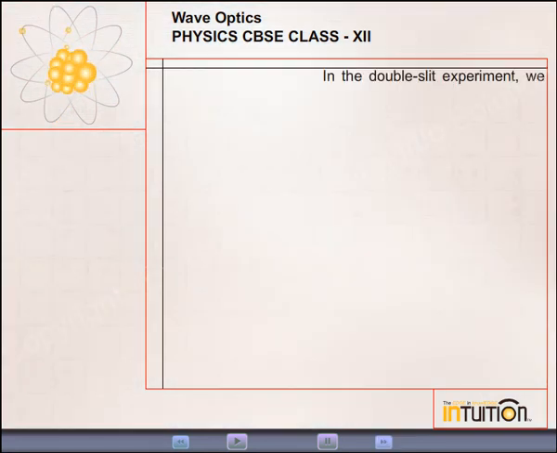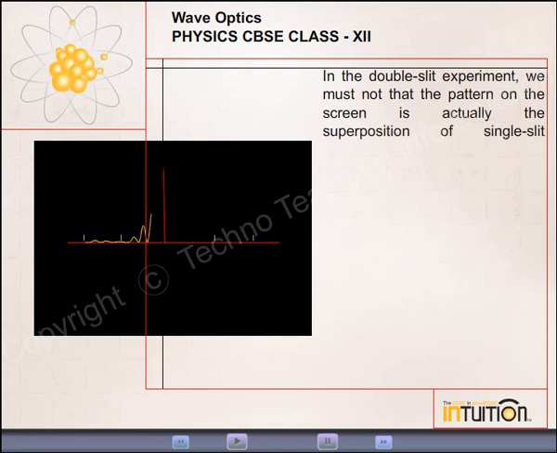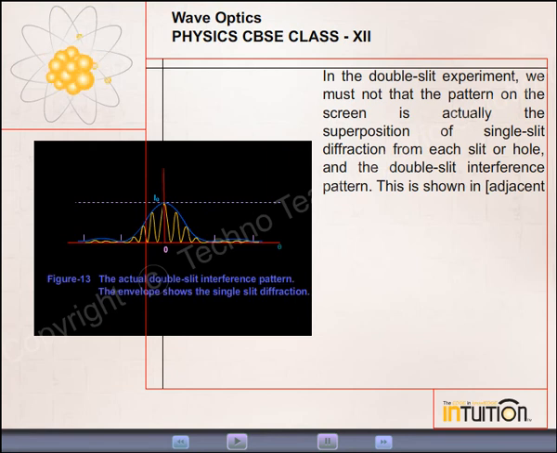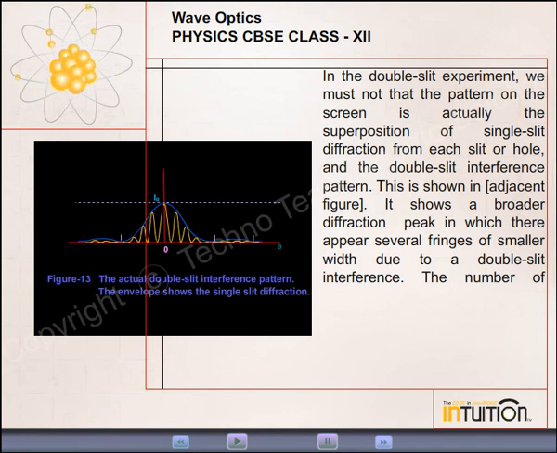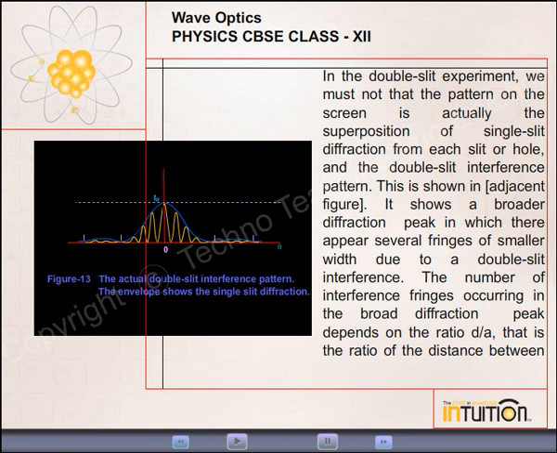In the double slit experiment, we must note that the pattern on the screen is actually a superposition of single slit diffraction from each slit or hole and the double slit interference pattern. This is shown in the adjacent figure. It shows a broader diffraction peak in which there appear several fringes of smaller width due to double slit interference. The number of interference fringes occurring in the broad diffraction peak depends on the ratio d/a, that is, the ratio of the distance between the two slits to the width of a slit.